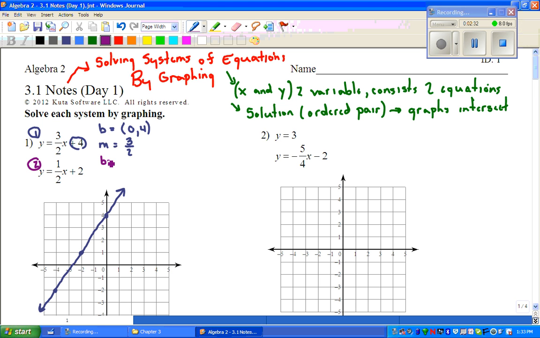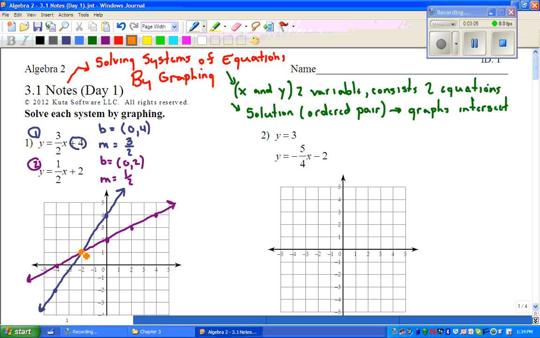My purple line, my b value is 0, 2. My ordered pair is 0, 2. The y-intercept is 2, and my m value here is 1 over 2. So I'm going to go up to 2, and then my m value is rise 1, run 2. Or I could go down 1 over 2. Look what just happened there.